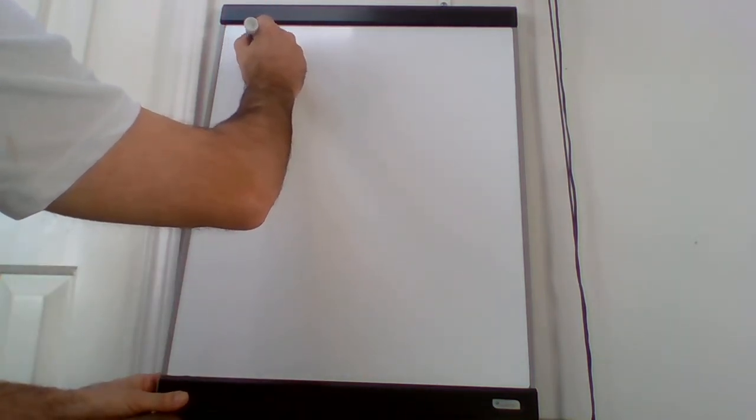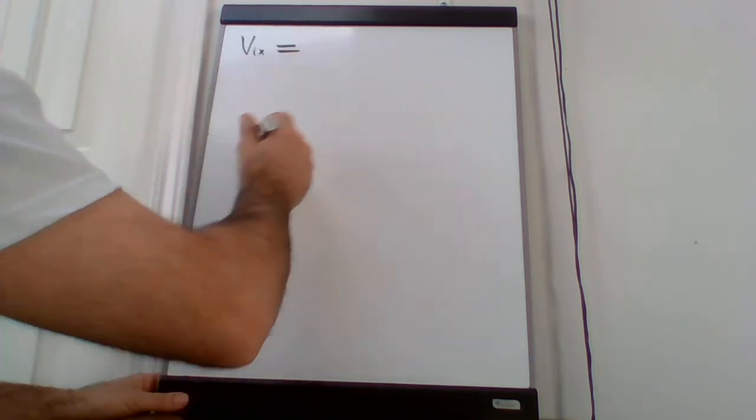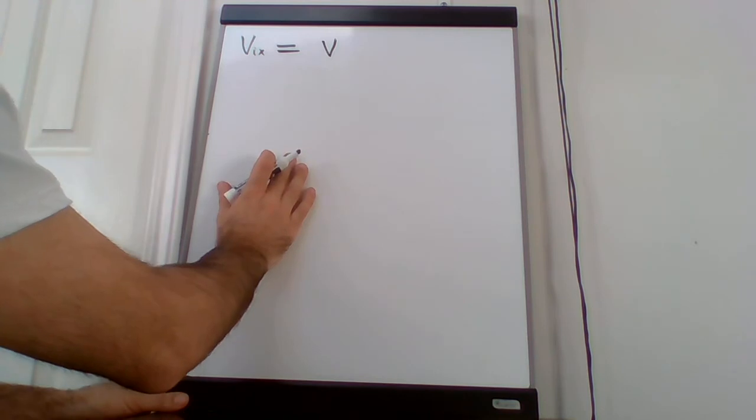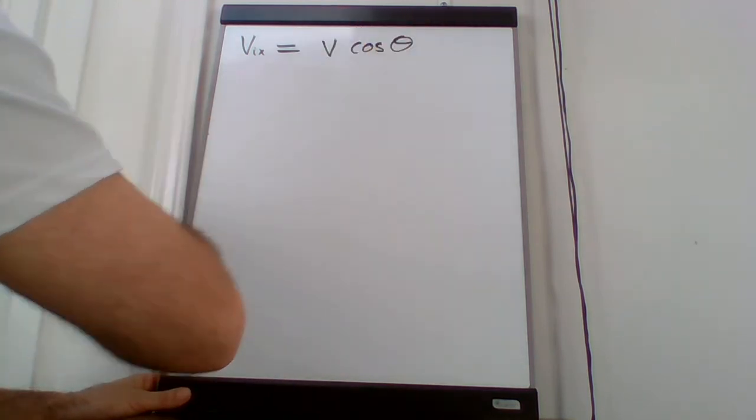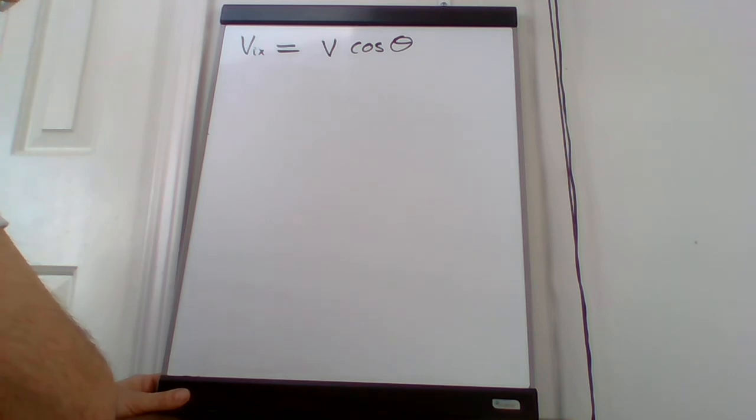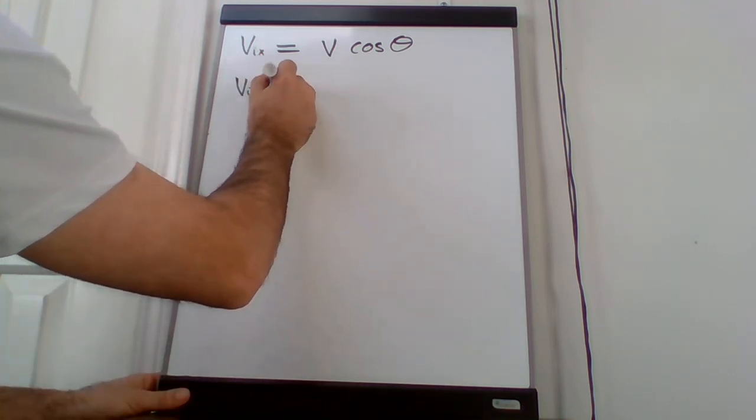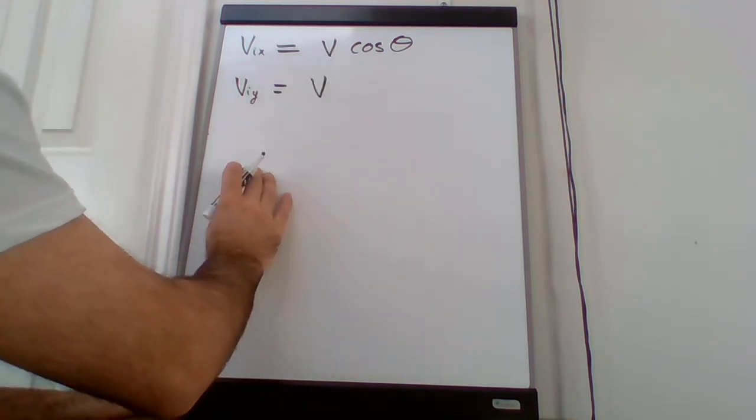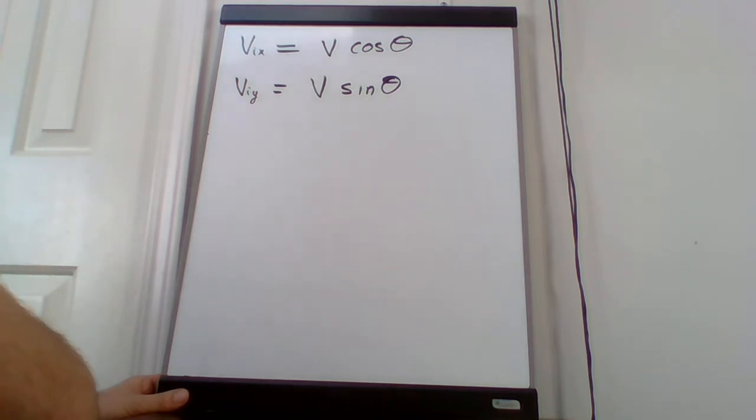Okay, so just a quick summary here. Our Vix is going to equal whatever that initial velocity we have times the cosine of the theta that we are provided. Our Viy is going to equal that initial velocity magnitude times the sine of the angle that we're provided, so that's sine theta.